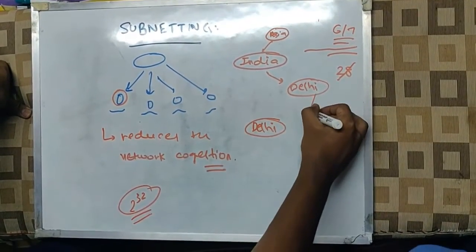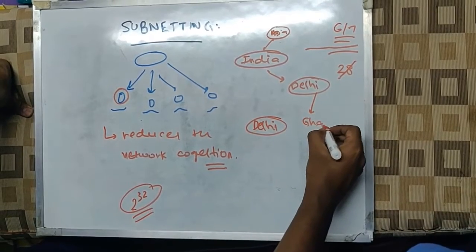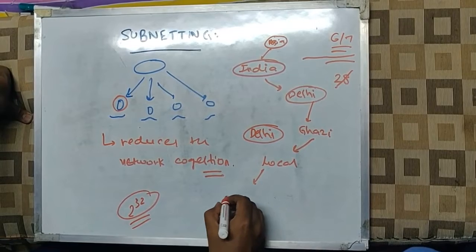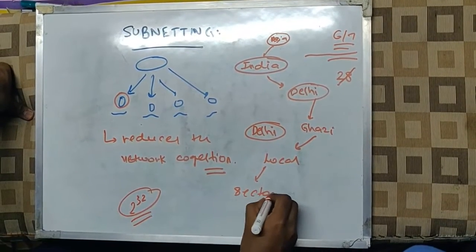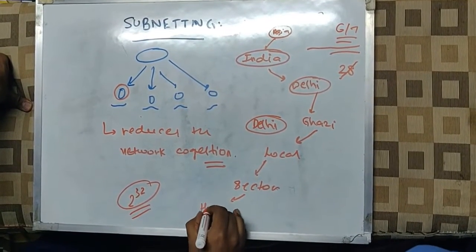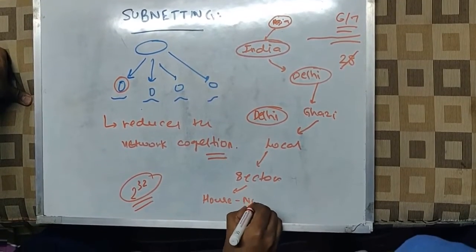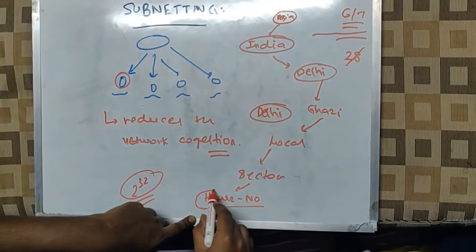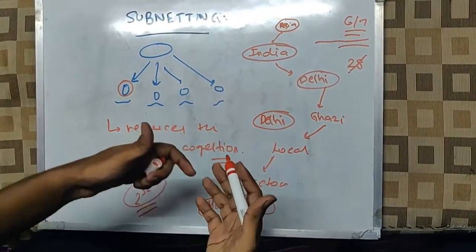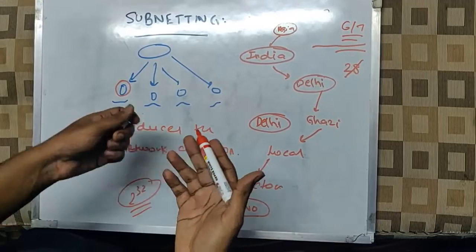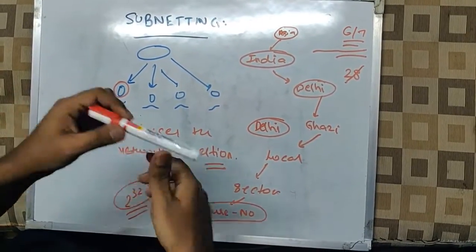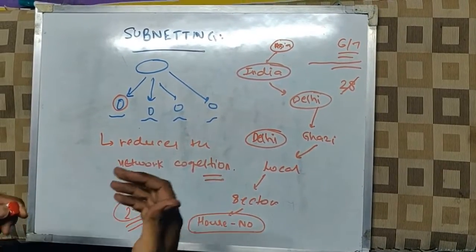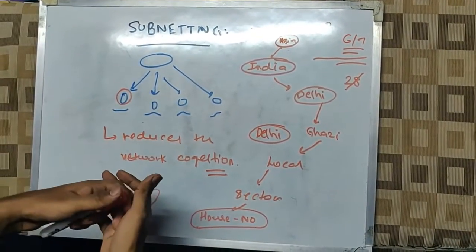After that, let's suppose you want to go to some street like Ghaziabad and some locality, and then your sector number, and then ultimately your house number. That's exactly how you can go. But if I directly compare all of the house numbers in the entire world, it will take an exponential amount of time. Our ultimate aim is that the number of requests made to the server should be lessened. That is, we need to reduce the network congestion. That is where we use the concept of subnetting.